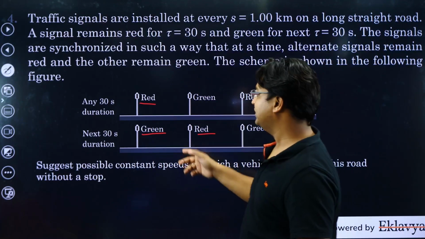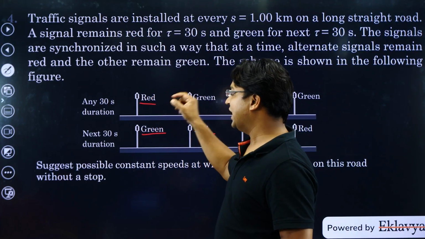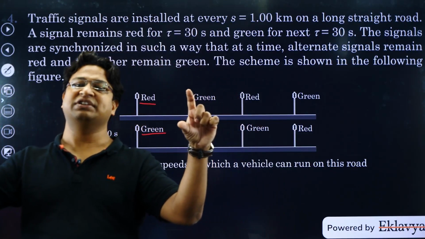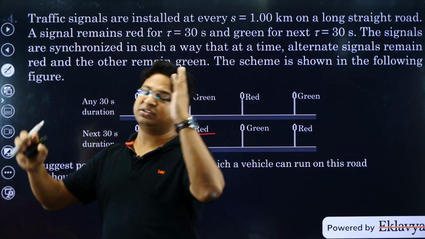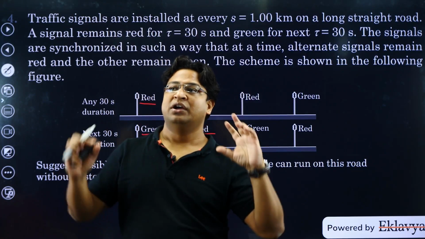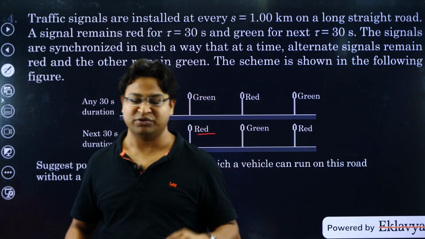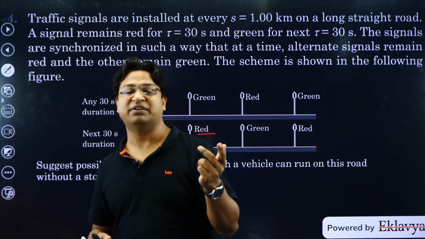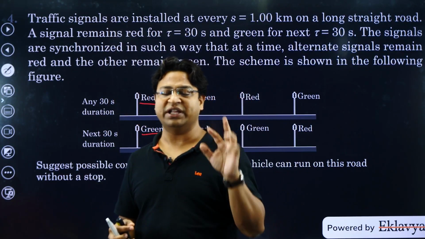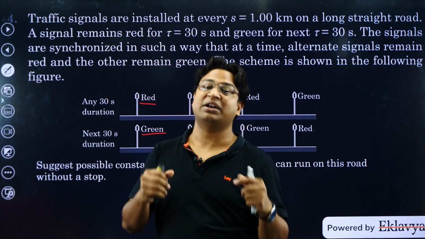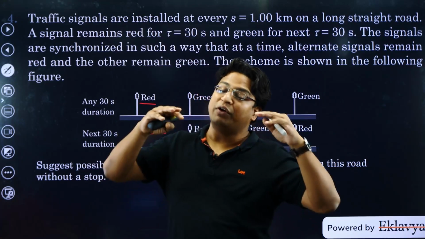Understand this, guys. I'm not saying that the red has changed to green at the very moment when you are observing. I'm saying that you came and took a picture of the signals. Some were red, the alternate were green. You came exactly 30 seconds later and you took the picture again. You will just see the complement. The colors are interchanged: red will become green, green will become red.